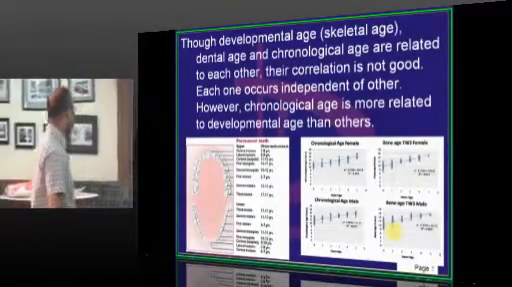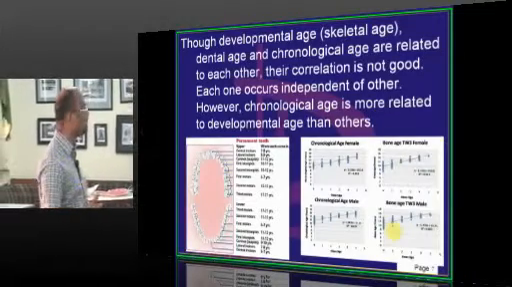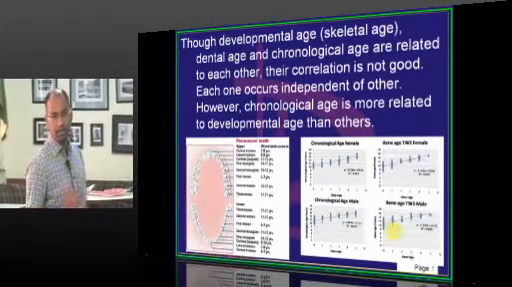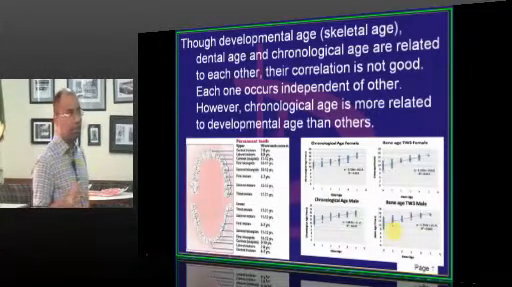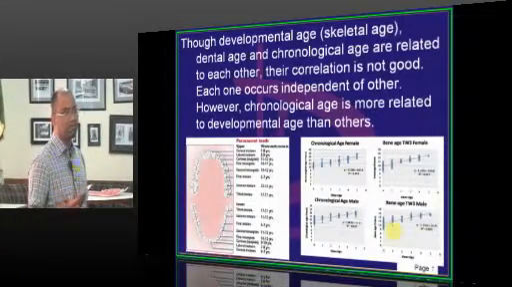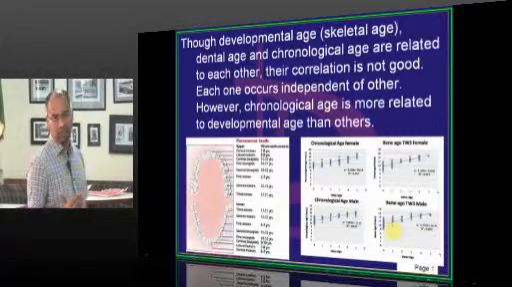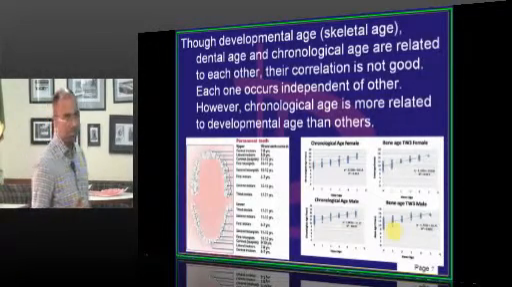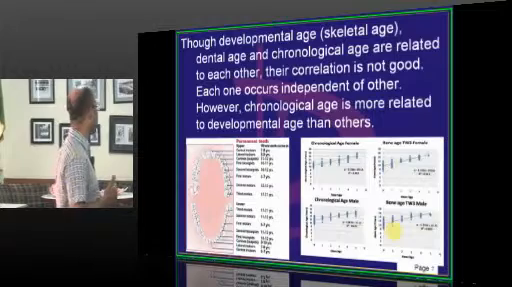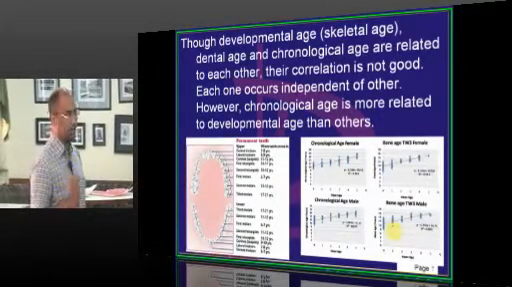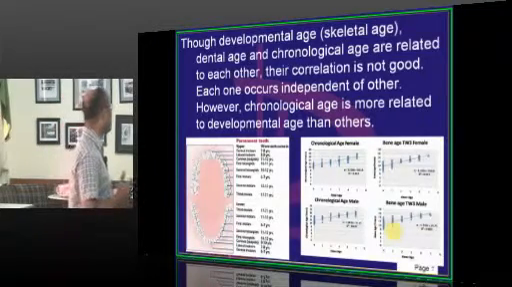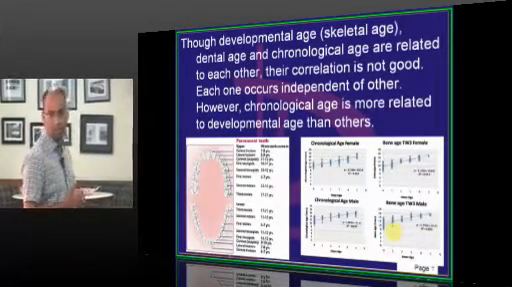Though developmental age, that is the skeletal age, dental age, and chronological age are related. See, in 30 to 40% of the cases all will sync, but in the other 50 or 60% of the cases they are different, or might not match each other. So their correlation is not good, and each occurs independent of the other. However, chronological age is more related to the developmental age.